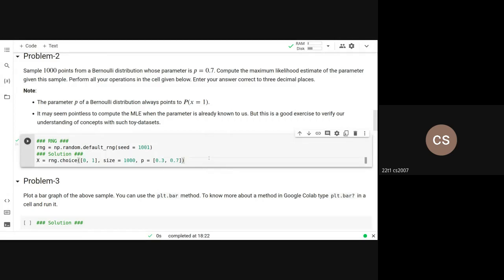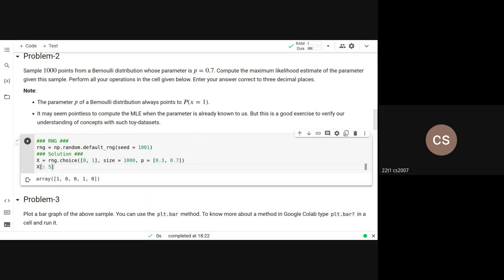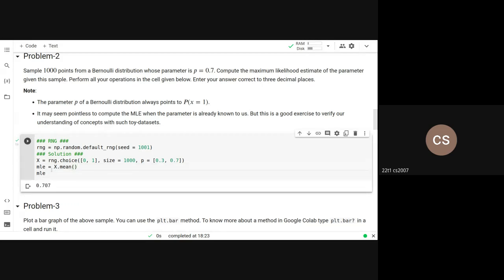And we'll just look at the first 5, just to get an idea of how it looks. There's nothing to look at, it's just ones and zeros. Now the maximum likelihood estimate will be the mean. So let's do that, x dot mean. What is the mean we get? 0.707, pretty close to 0.7.